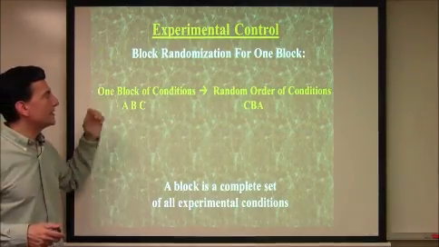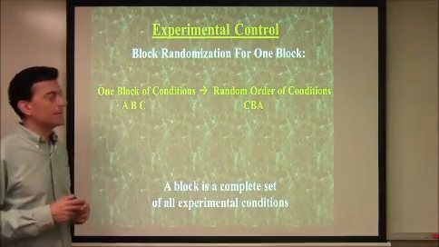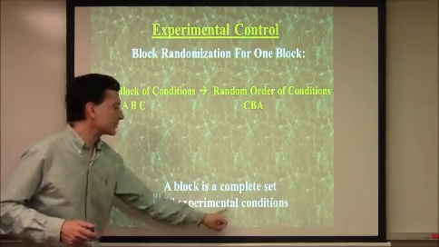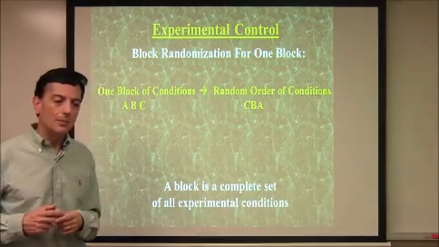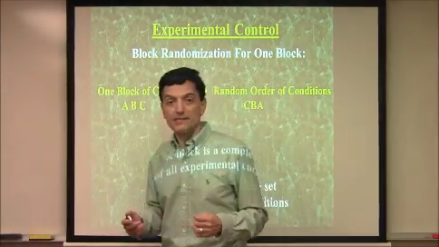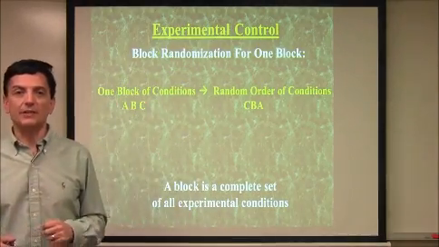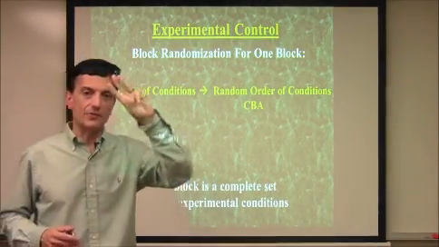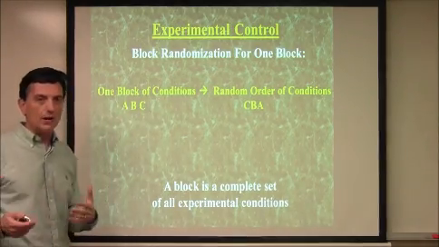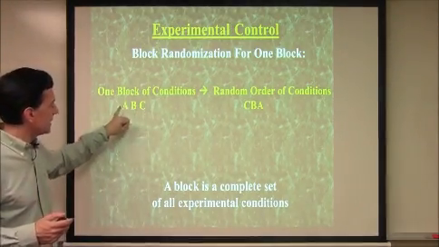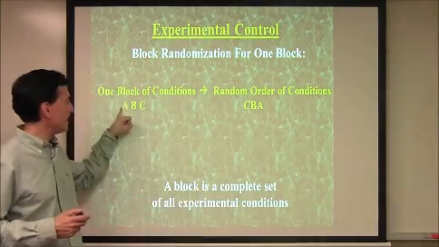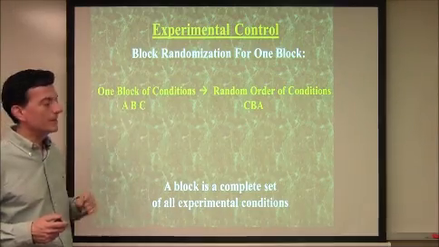Here's a schematic of what we might be talking about. We'll do block randomization for one block of trials, and a block is a complete set of experimental conditions. Let's go back to the example that we've been developing, a perceptual study where we show the stimuli for 10 milliseconds, 20 milliseconds, or 30 milliseconds. We'll call those conditions A, B, and C. If I gave you a sequence of trials A, B, and C, I would have a complete set of conditions: one at 10 milliseconds, one at 20, and one at 30 milliseconds.